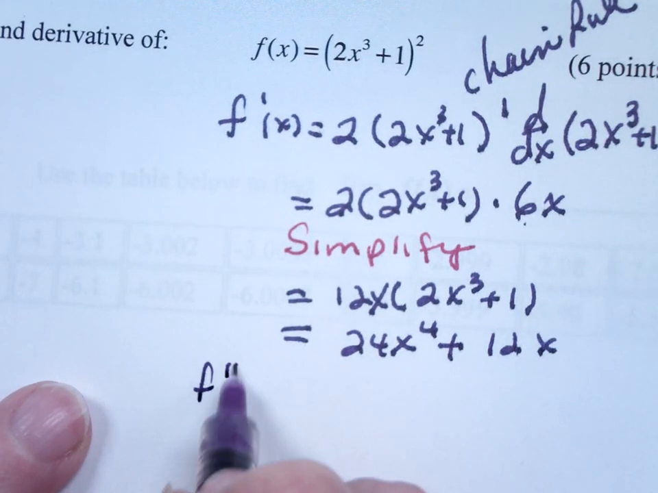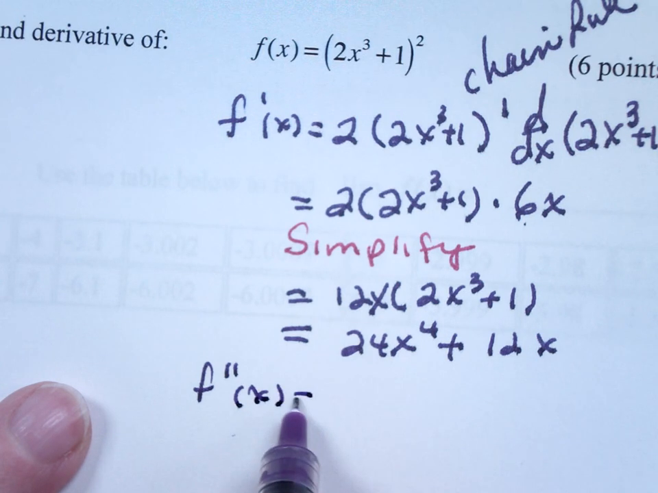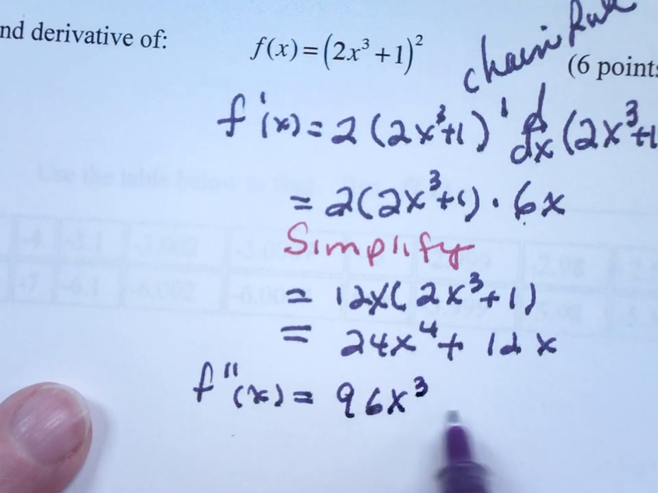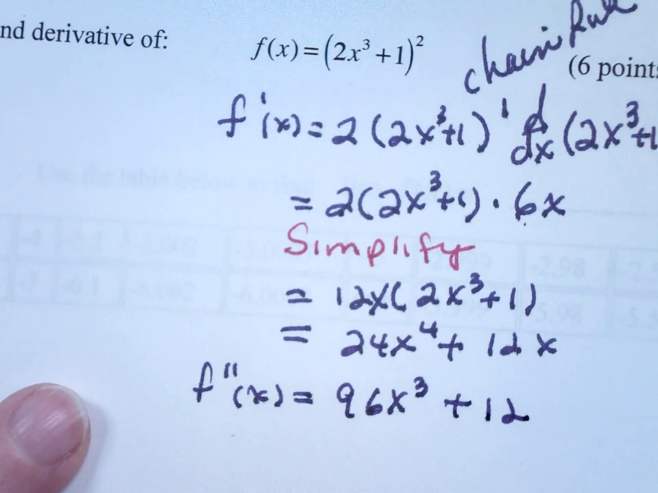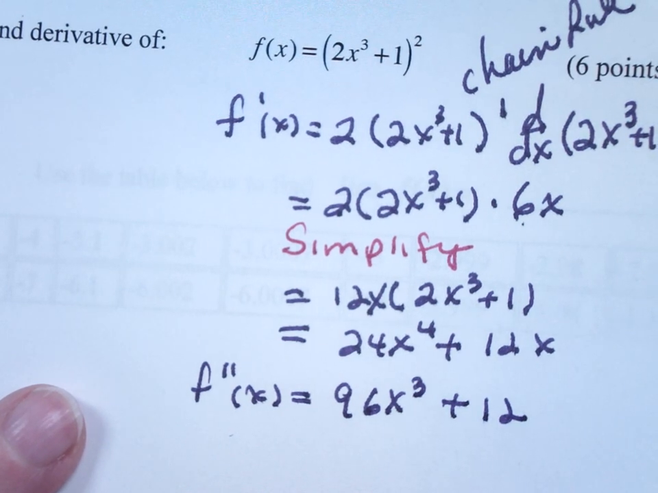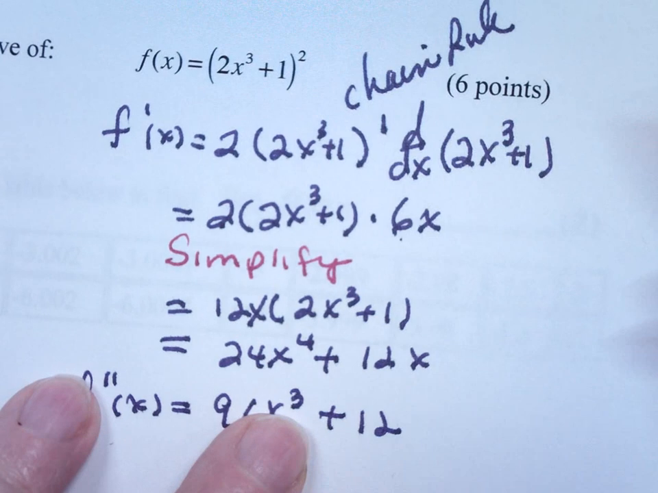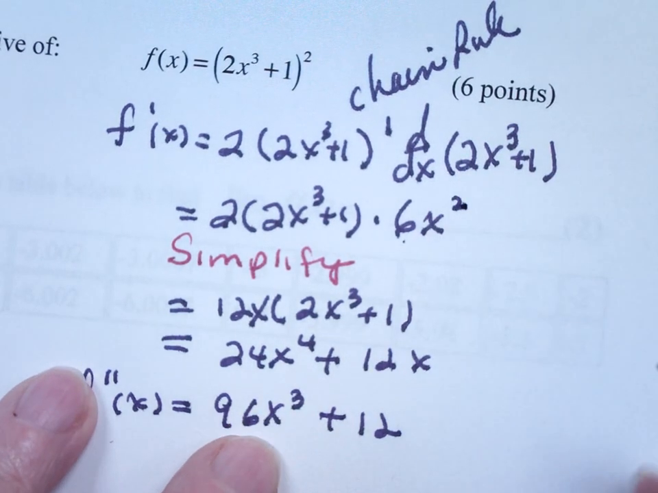So f double prime would then be 24, this would be 16, 8 and 1's 9, 96x cubed plus 12. Would that 6x be 6x squared? Probably. Let me see. 6x squared, yeah. That makes life a little harder.